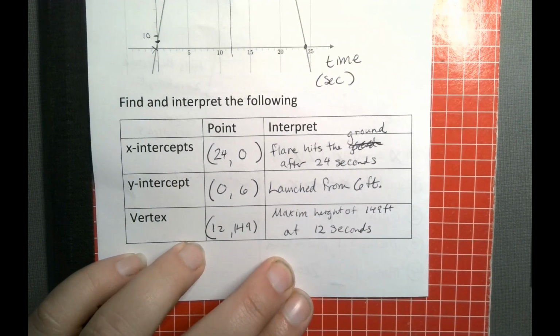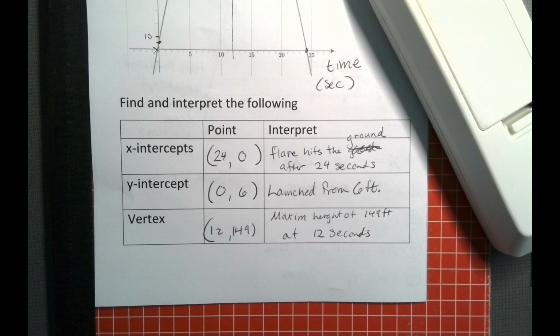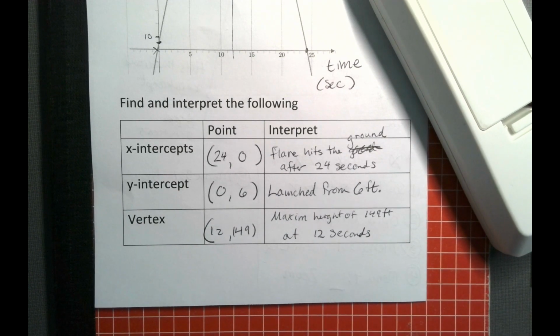So how fast did it go up? Well, that's a good question. You would just take 149 divided by 12. And that's the average rate. If you want to do that instantaneous rate, you would have to do calculus. But it's a little bit over 12 feet per second that it's going up.